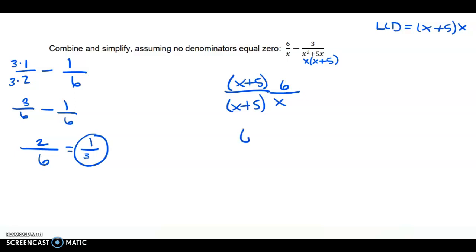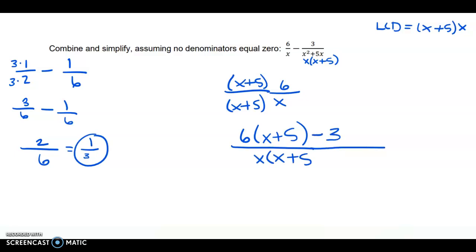Okay, so we'll have 6 times x plus 5, and this is over x times x plus 5. Well, since the denominators are the same, I can just subtract that 3 and put them all as the same fraction. Okay, and we can do that because we've gotten the denominators to be the same. In fact, we can write this here just to see what we had there.